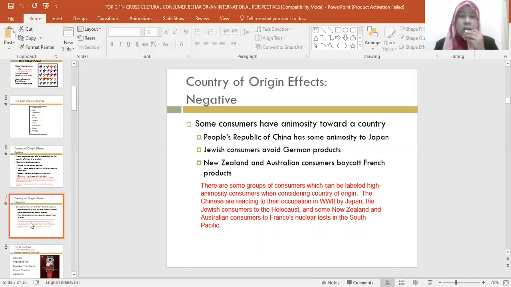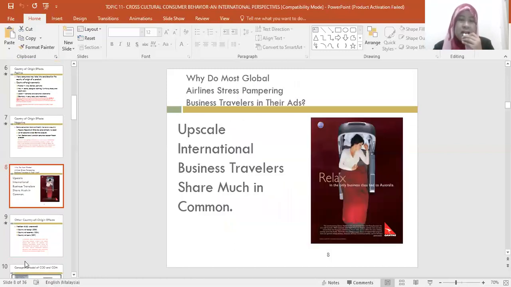New Zealand and Australian consumers boycott French products, also regarding this World War time. That's why they boycott French products. So you can see from here, the red notes have stated the reason. And then, why do most global airlines stress pampering business travelers in their ads?